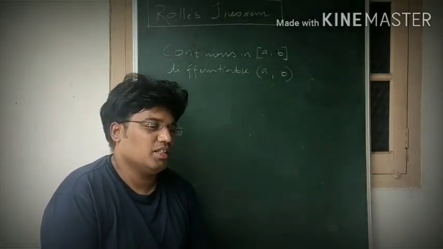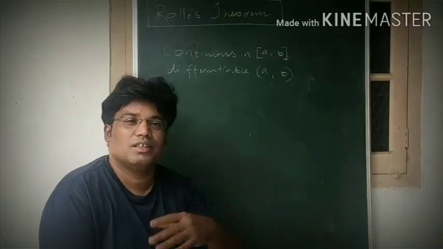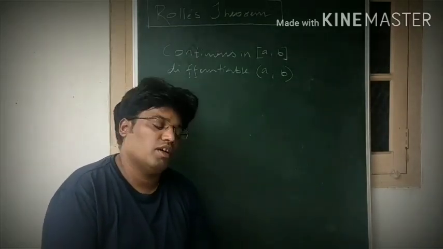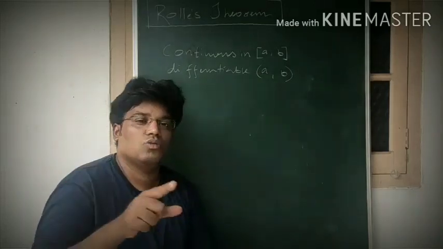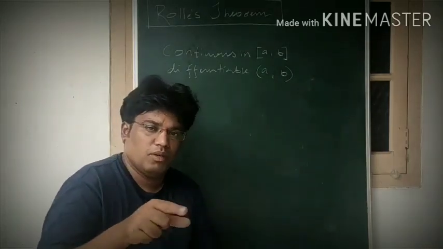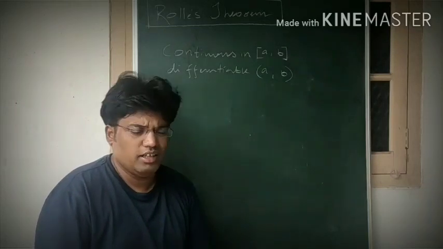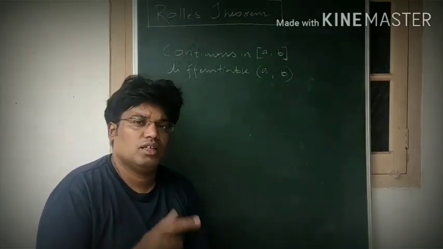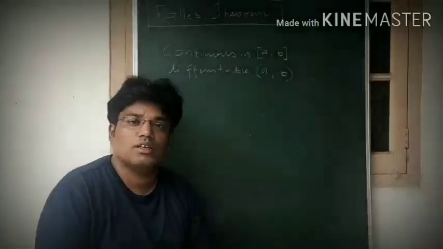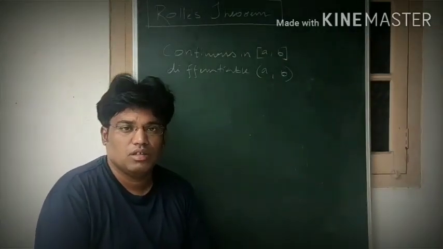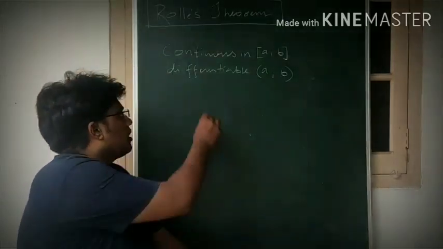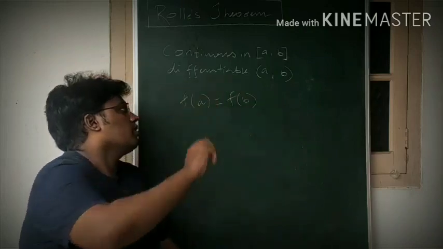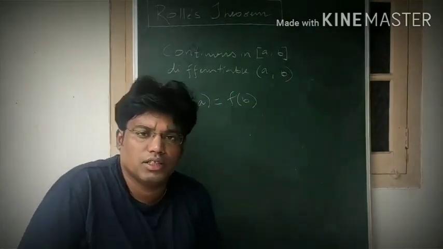In examination, if a question is given for 3 marks, and you simply write that the function is continuous in the closed 1, 2, 1, 3 and differentiable in the open, that's enough. No need to explain why. But you need to understand why we have closed in continuous and open in differentiable. The third important condition is that f of a must be equal to f of b. This is an important condition.